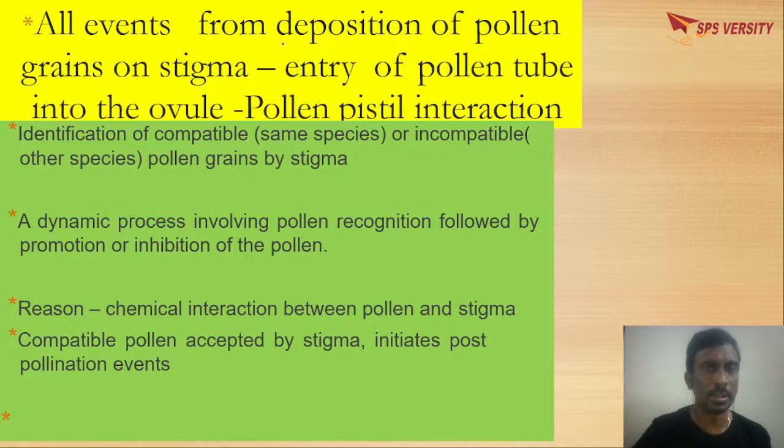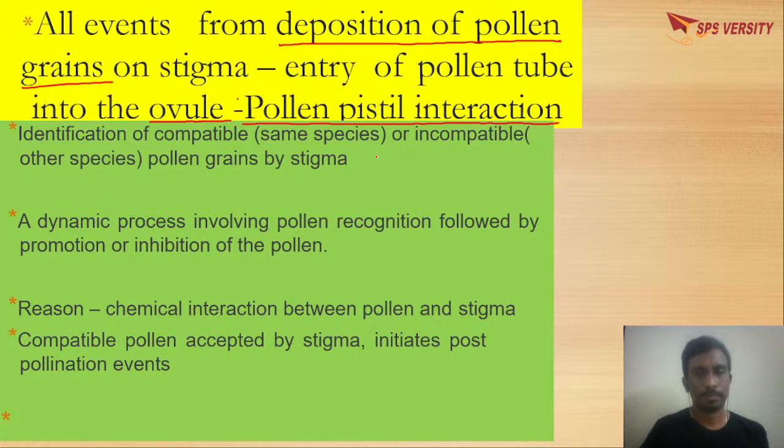the stage starting from deposition of pollen grains on stigma and reaching the pollen tube to the ovule. So from pollen grains to stigma and pollen tube to ovule, these all are called pollen-pistil interactions. So what will happen in the pollen-pistil interactions?